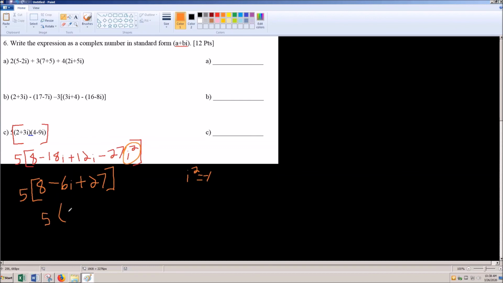So we'll add these things up. So I get 27 plus 8 gives me 35, minus my 6i. And then from here, I'm going to do my distributive property into it. So now we got 175 minus 30i. And I'm done.